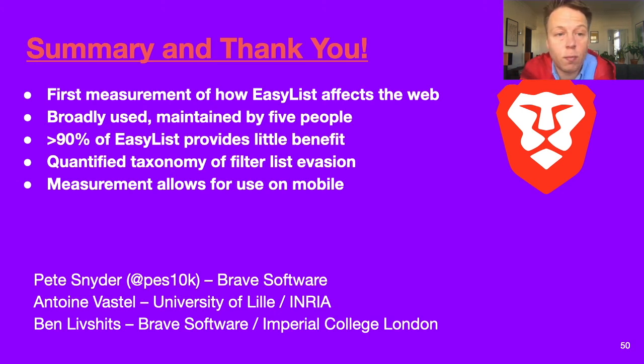To summarize the findings of the work, this is the first work to try to understand how EasyList affects the web in a broad, longitudinal way. As popular as EasyList is, it's maintained by just 5 people, which is pretty surprising given the popularity and importance of the project. We find that over 90% of EasyList provides little to no benefit in common browsing scenarios. We also are able to provide a quantified taxonomy of how advertisers and trackers evade filter lists. And then last, we're able to build on these findings to improve how content blocking is done on mobile devices.